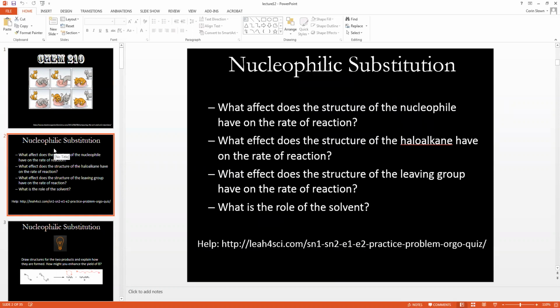So we're going to talk about nucleophilic substitution and what effect the structure of the nucleophile has on the rate of reaction, as well as what effect the structure of the haloalkane has on the rate of reaction, and what effect the structure of the leaving group has on the rate of reaction, and then what is the role of the solvent.